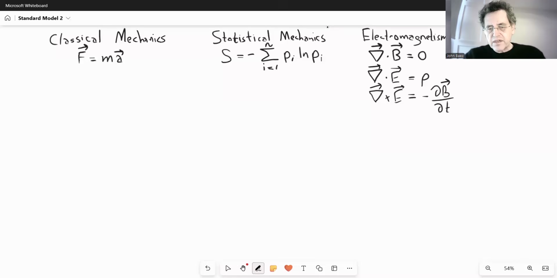So this funny upside down triangle and a cross here means curl, and the curl of the electric field is minus the time derivative of the magnetic field. And so what this means is that a changing magnetic field will make the electric field curl around.